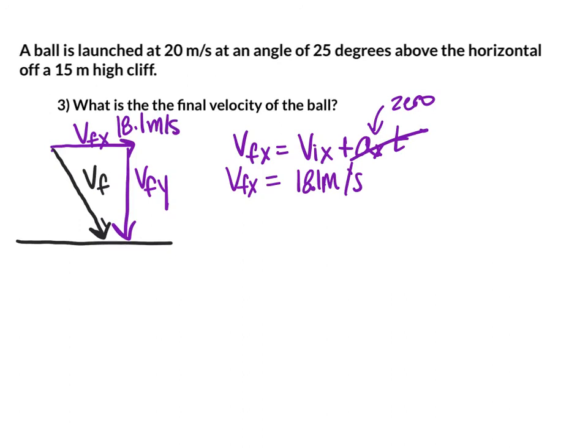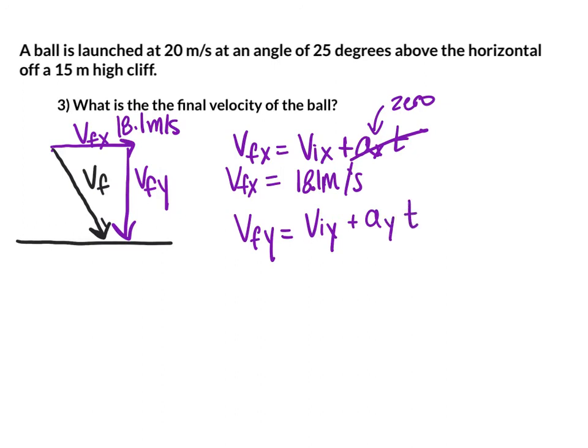All right. Now for your vertical velocity, you're going to do the same formula, but now with the y direction. So VFY equals our initial velocity in the vertical direction plus our acceleration in the vertical times the total time that it's going.